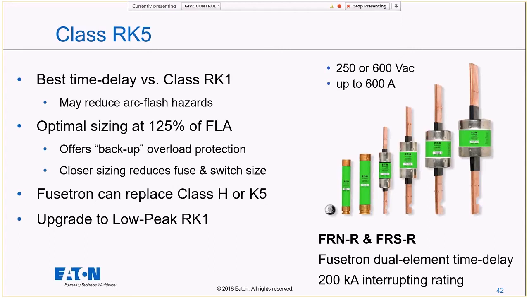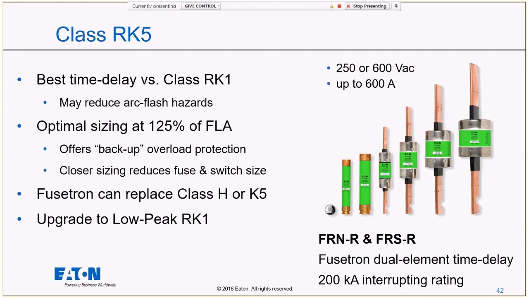It'll actually fit in an H or K5 holder, whereas the opposite wouldn't be true because of that physical rejection, but I can put a better fuse in the older fuse holder. So I can actually put that RK5 fuse in the same holder, so I can upgrade them without having to upgrade the equipment it's attached to. My voltage ratings on RK5 fuses are either a 250 volt fuse or a 600 volt fuse, and they go up to 600 amps. FRNR, FRSR, that's the part number I associate with my RK5 fuses here.